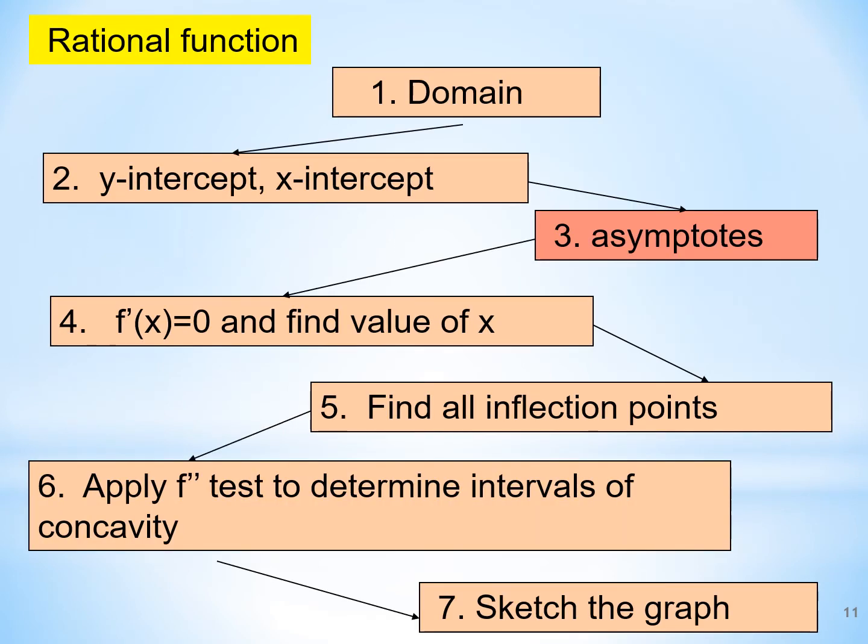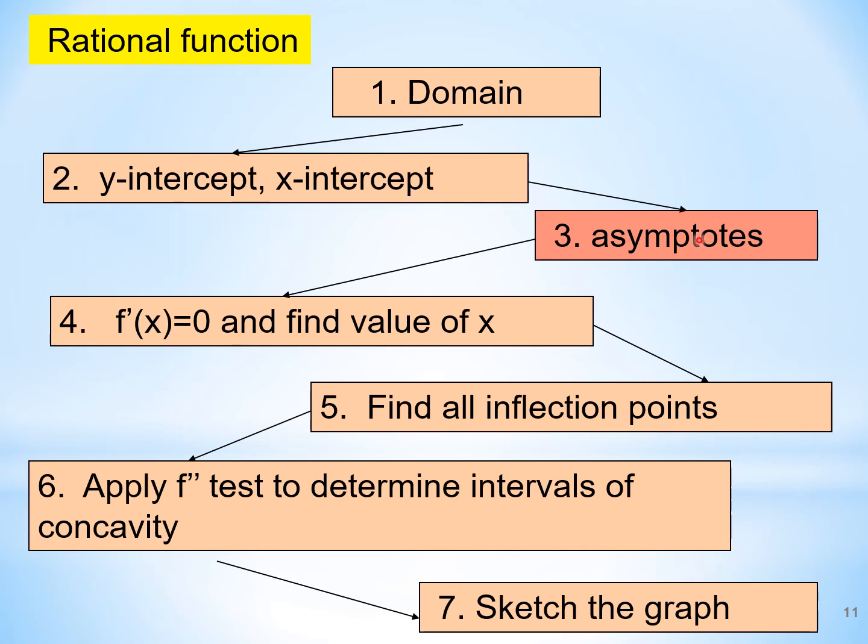Okay, now we move on to the rational function, how to sketch a rational function graph. Previously for the polynomial function we have 6 steps altogether, but in rational function you will have 7 steps, one extra step, which is step number 3.